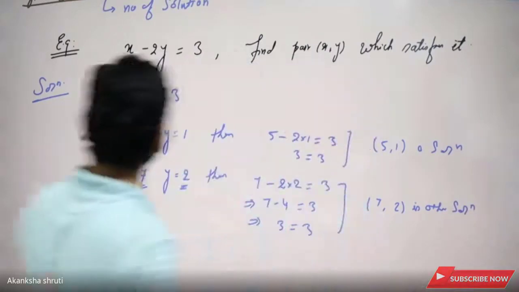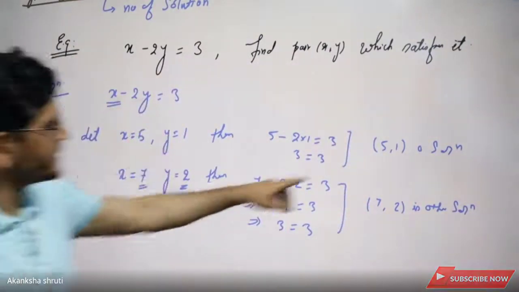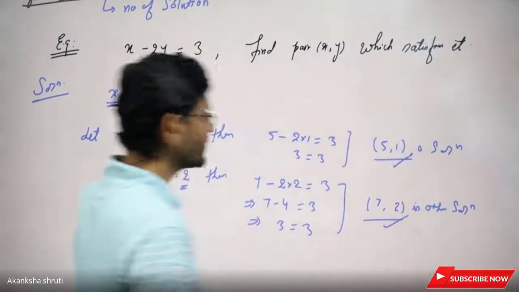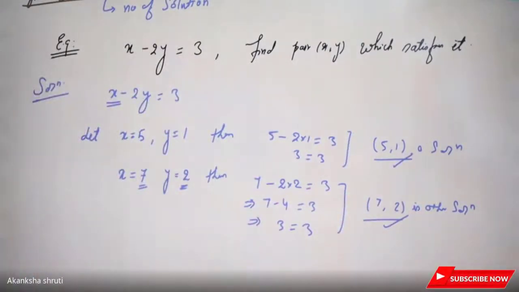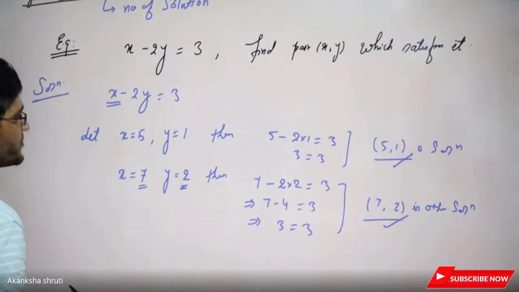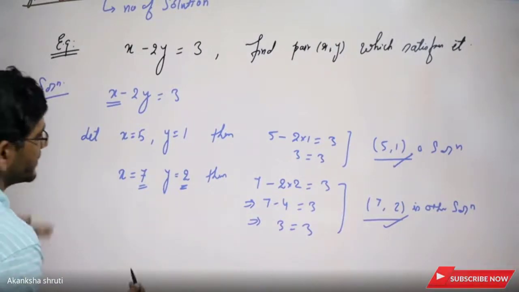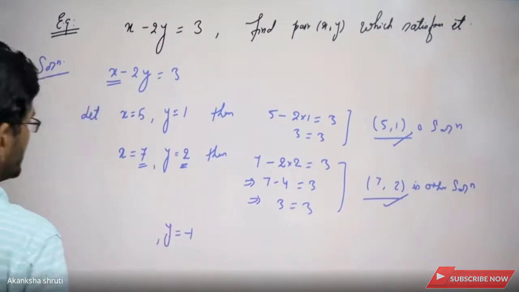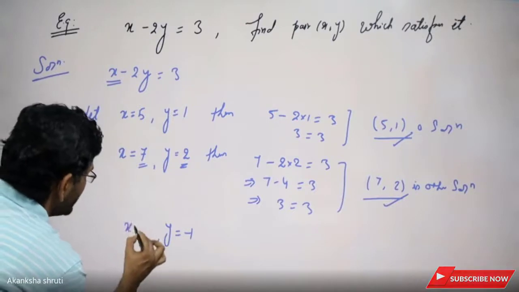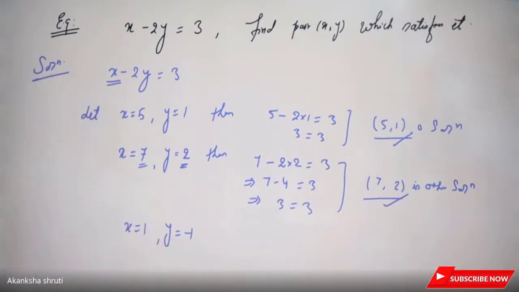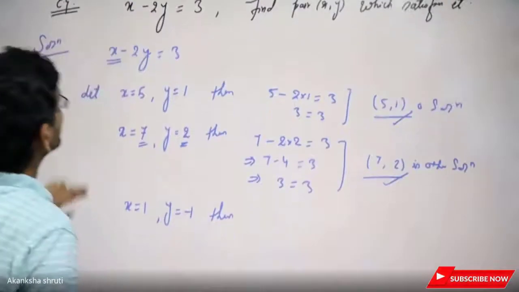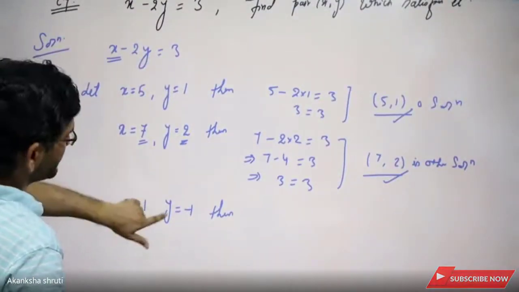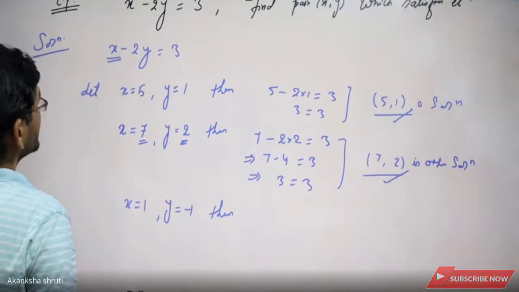What we have obtained, students, for the same equation, this pair is also a solution and this pair is also a solution. Students, we can even take more. Let us take one more pair. Let us consider x equals 1 and y equals minus 1. Let us try with this pair. For this equation we are going to substitute x equals 1, y equals minus 1.